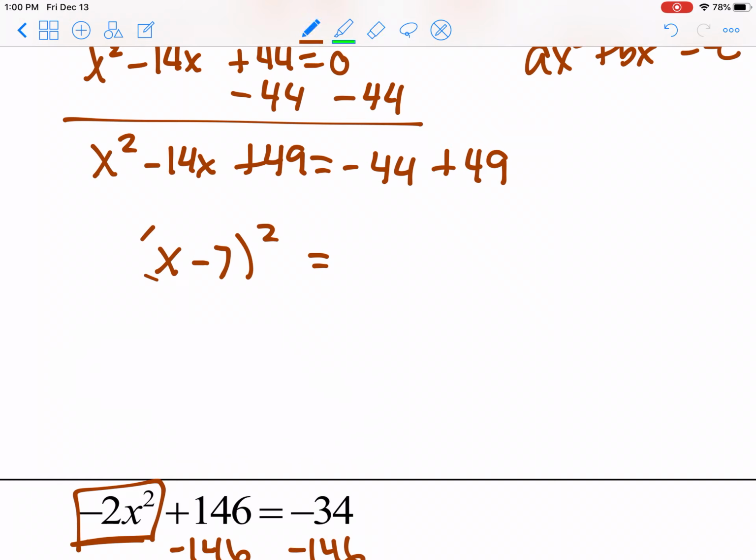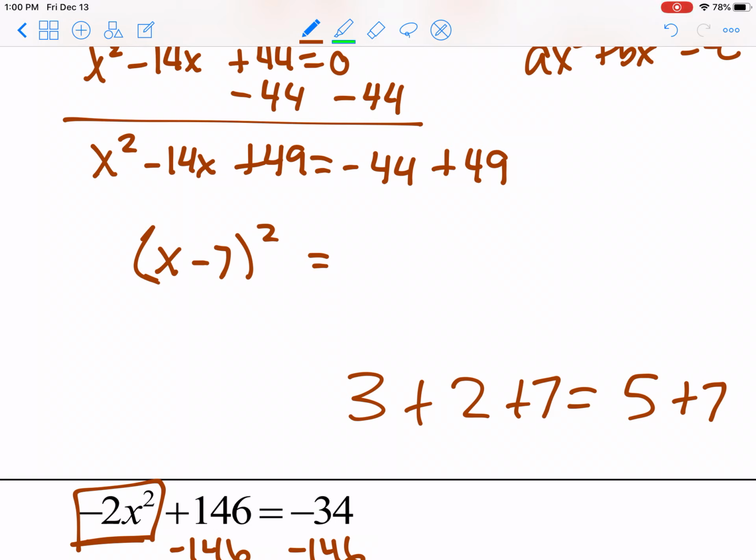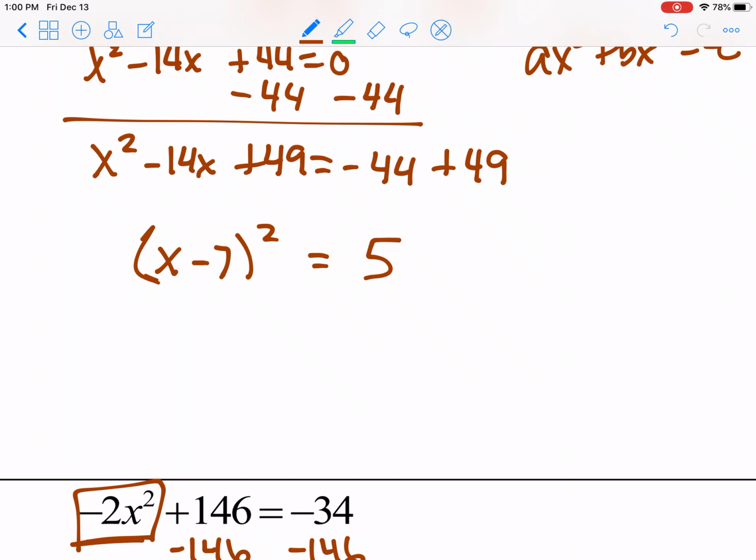We can do a side example of that if we want. You know that 3 plus 2 equals 5. That's true, right? What if I just go ahead and add 7 here? Is the equation still true? No. But if I add 7 over here, then it still is. So it seems odd to do that, but it sort of illustrates what we're doing here. Negative 44 plus 49, that's 5. Now we have something squared equals number. We can take the square root.